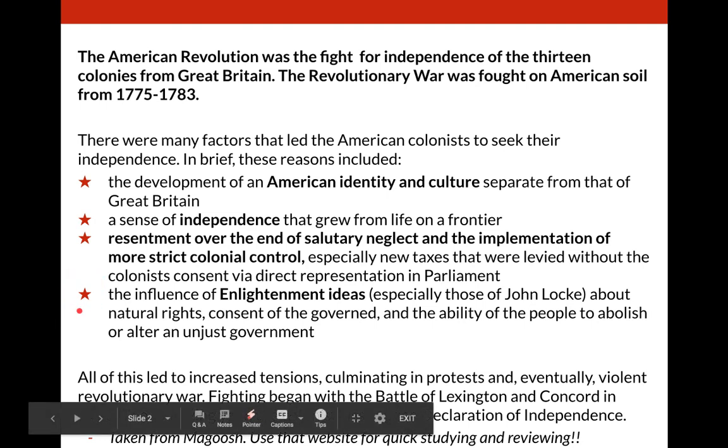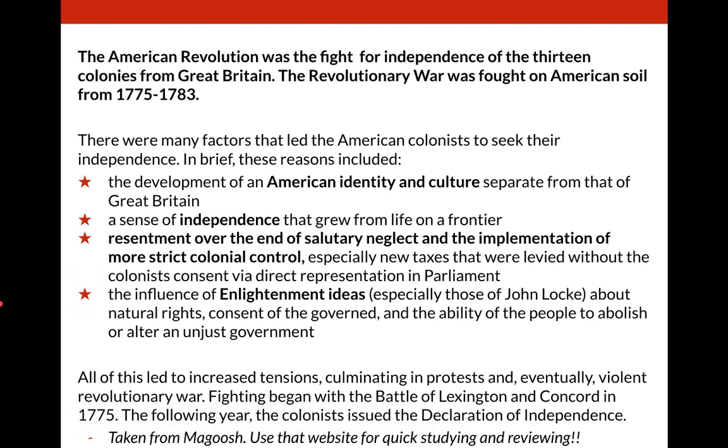And lastly, what's kind of in the whole background of all of this is the influence of the Enlightenment, especially those ideas from John Locke. We already talked about how the Enlightenment affected colonial governments. Well, the Enlightenment is also affecting just how they think about England in general. The Enlightenment is going to be a huge piece to the Declaration of Independence. It's going to be a huge piece to the Constitution.